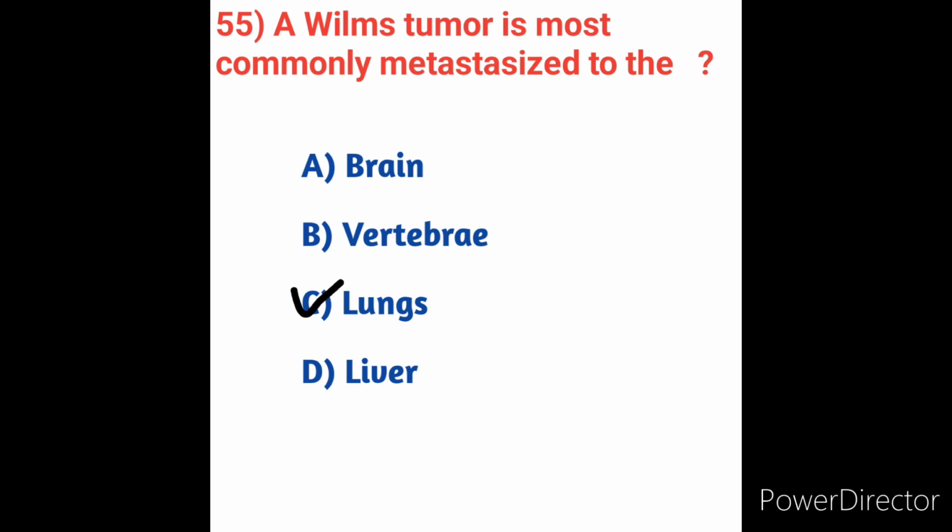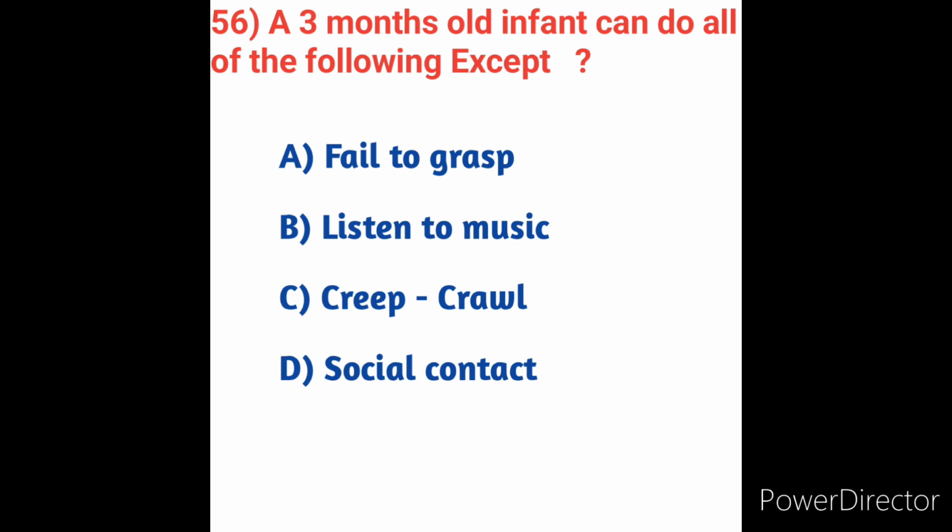Next we will move on to question number 56. A 3 months old infant can do all of the following except. Here infant means up to 28 days, but in previous exams we got questions like this. Don't get confused, friends. A 3 months old infant means a 3 months old baby. We will see clearly in this question. These are all milestones.